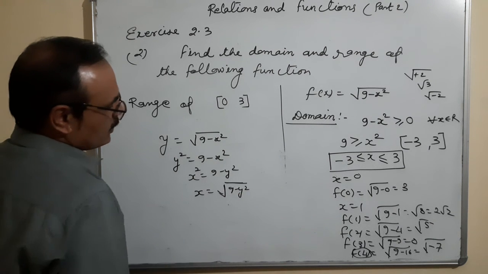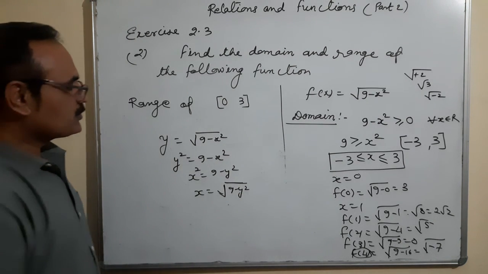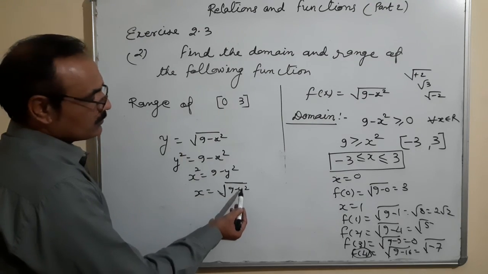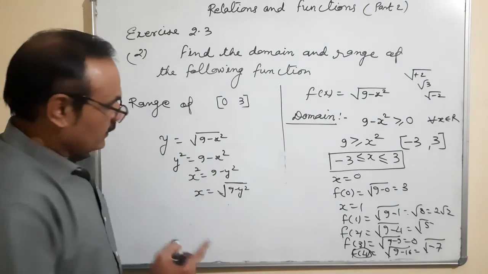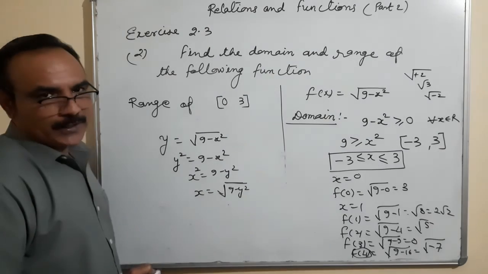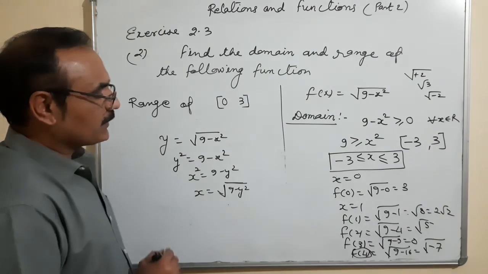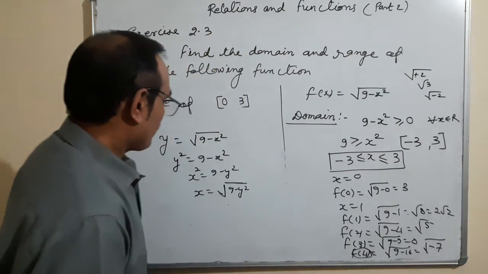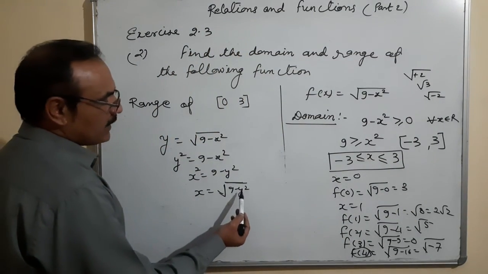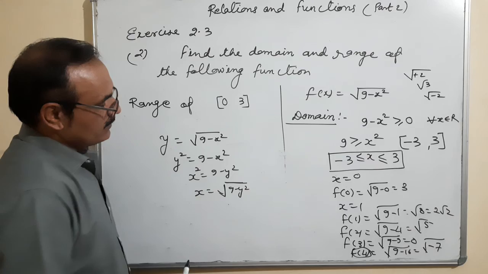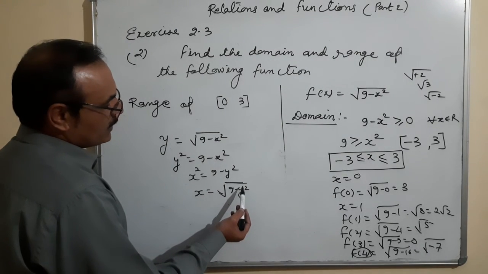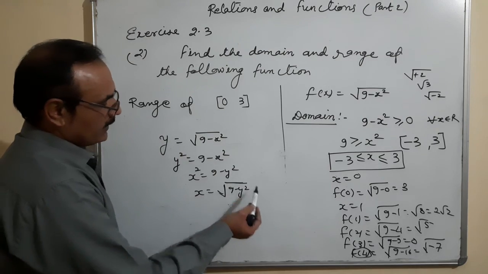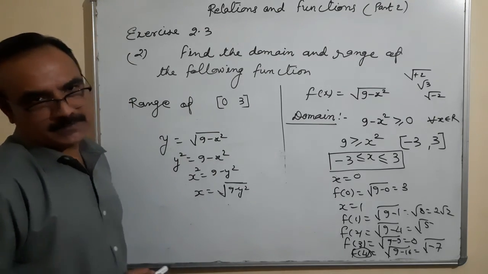Okay. Now let us see here. Here how many values you can put? You can put the value here starting from 0 to 3. You are unable to put here any negative value because the domain is given here -3 to +3. So x is equal to under root 9 minus y square is coming here. Y is equal to 0, 1, 2, 3. You are able to put here, okay, and getting the value of x.